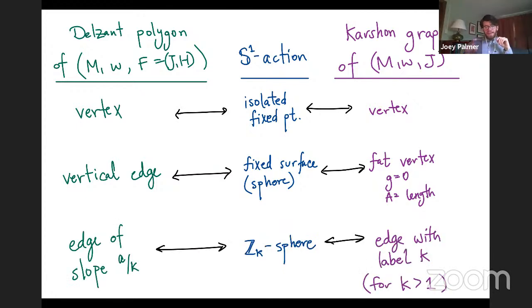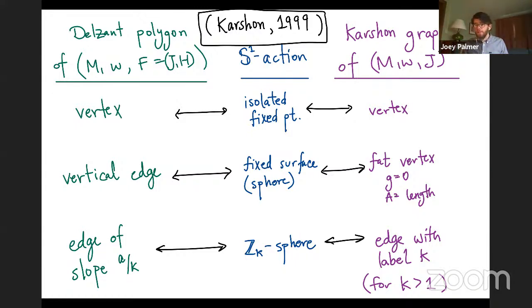And finally, any edges of the polygon, if you write their slope as a reduced fraction of a over k, the preimage of that edge, the preimage of an edge of a Delzant polygon should be a sphere. That's going to be a Z_k sphere, and therefore you get an edge with the label k. And this was all known to Karshon in her original paper. She was talking about these extending and descending problems already in the toric case then.